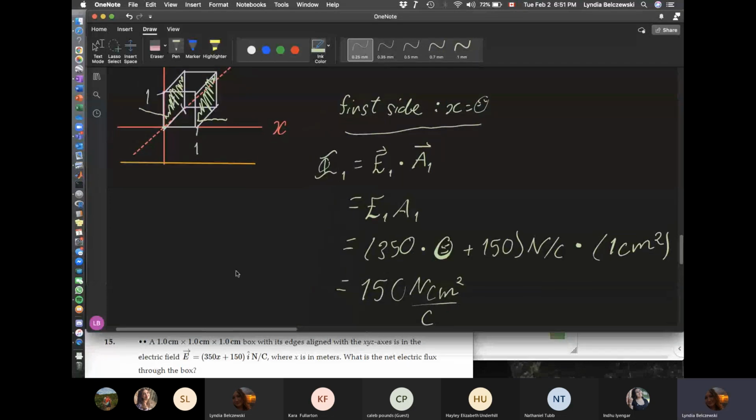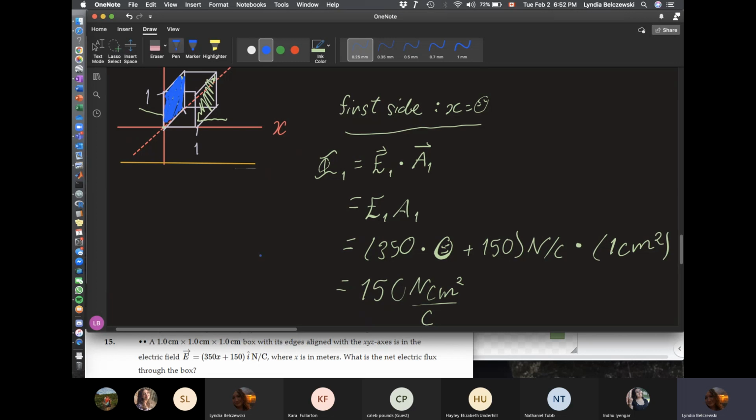Wouldn't it be centimeters cubed? Question in the chat. No, actually, because we're only looking at the area. This area that I squiggly shaded in green, I'll do it again in blue so you can see exactly which one I'm talking about. This area here is what we're looking at, and we're only multiplying the electric field by this area. So it should just be 1 centimeter by 1 centimeter to get just that one side. Yeah.